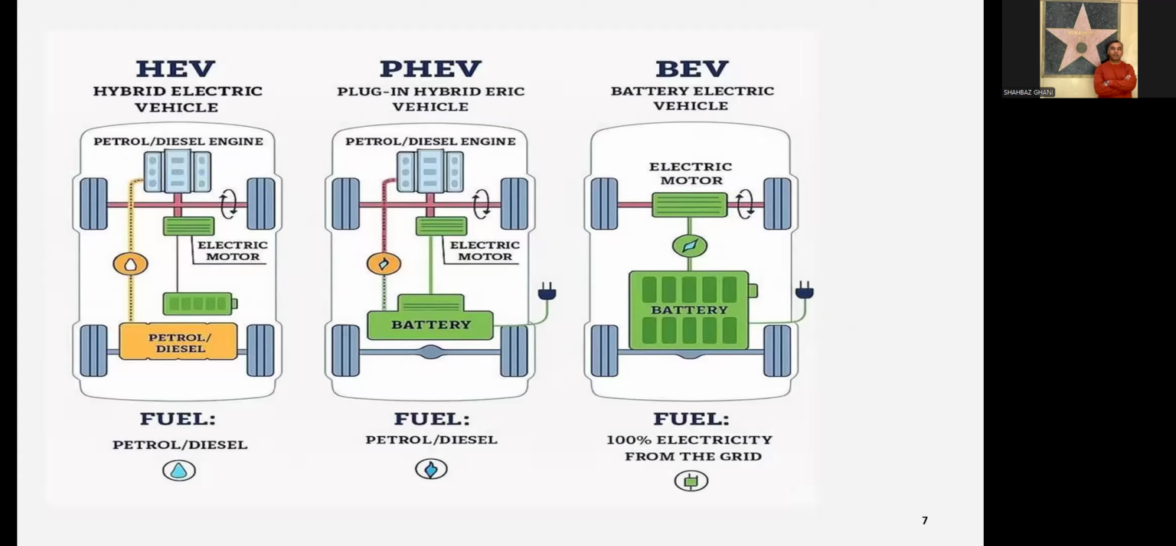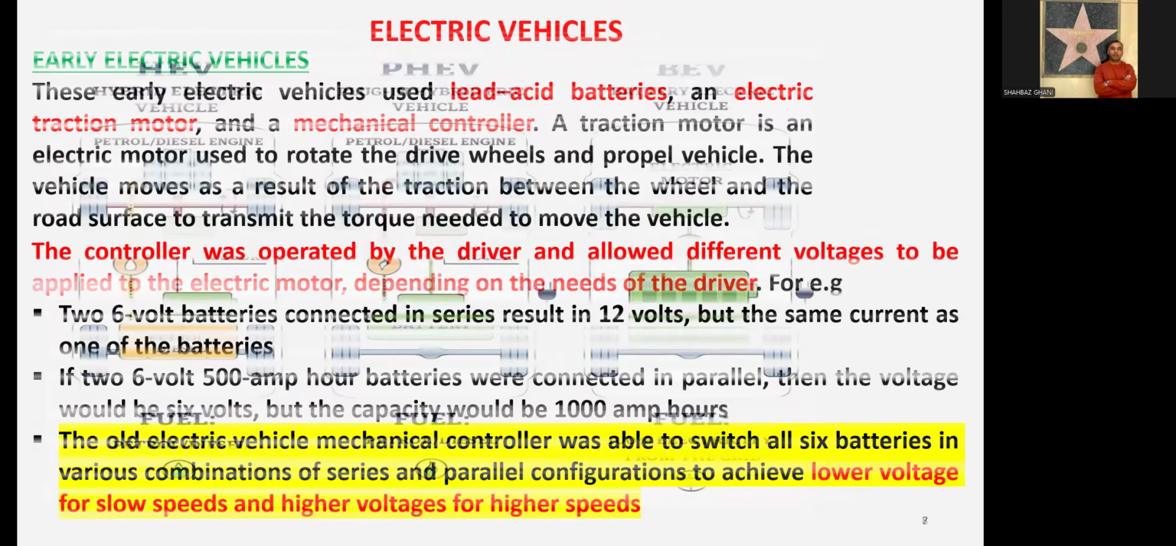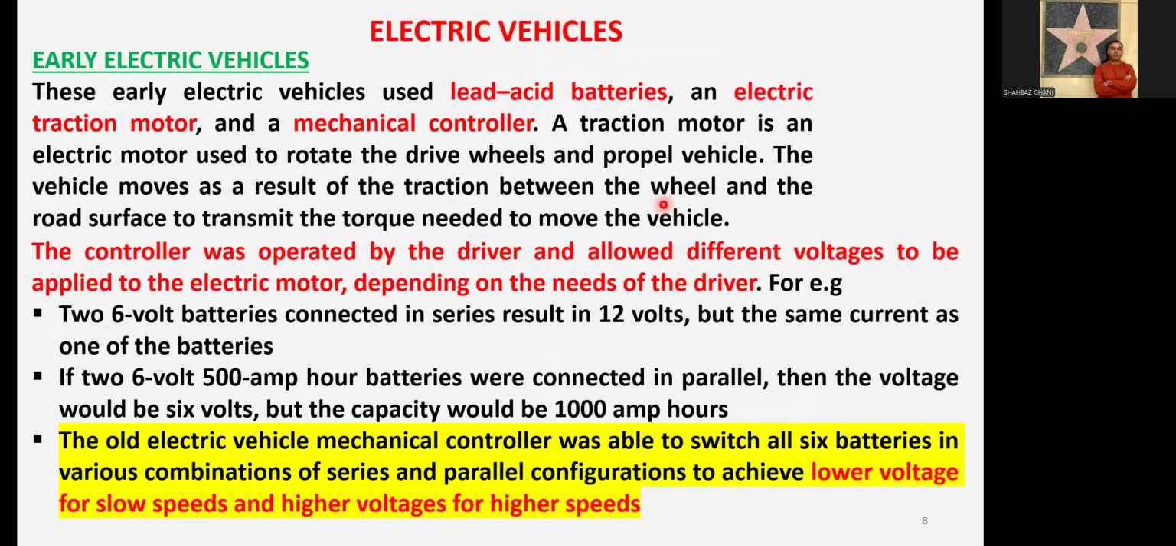There are different configurations of hybrid electric vehicle: we have a hybrid electric vehicle, then plug-in hybrid electric vehicle, and the battery electric vehicle, and we have studied these. Now, the early electric vehicles used lead acid batteries, an electric traction motor and a mechanical controller. That was the proof of concept or initial technology. Later on, with the development of the technology and advancement in battery techniques, different phases have occurred.